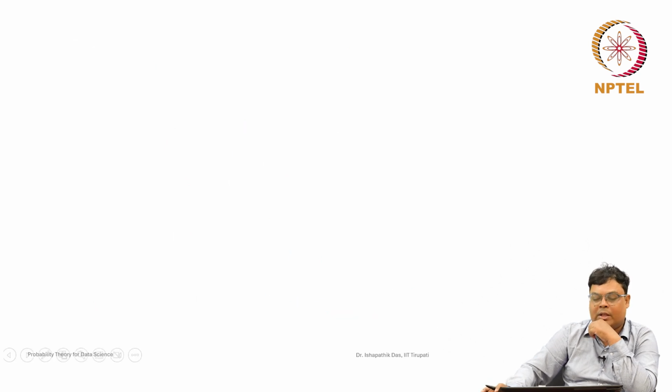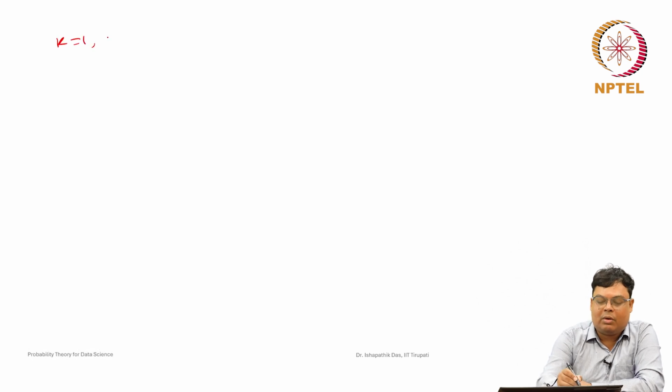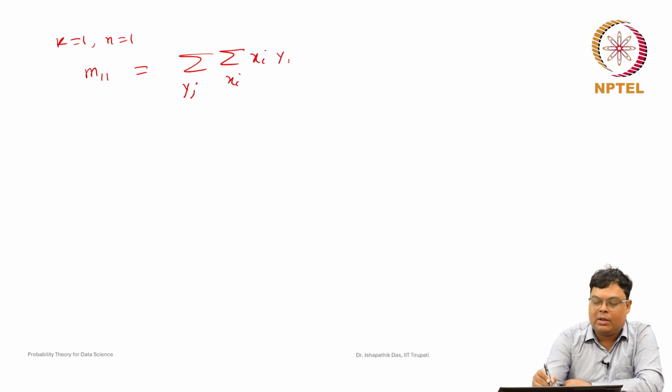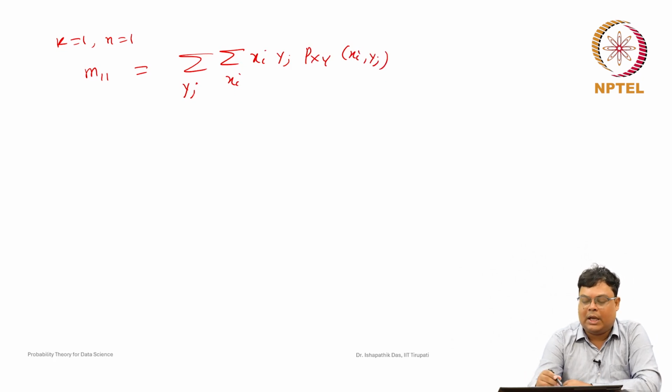Now, what about m 1 1? Whenever k is equal to 1, n is equal to 1, we will get m 1 1. By definition, this is the summation over x i y j of x i to the power 1, y j to the power 1, p x y of x i y j. We may not have any simplified form here, because it is particularly for bivariate cases only. For univariate cases this measure does not exist, but this measure gives some kind of measure of association between x i and y j, like how x and y are changing with respect to their values. We will discuss this after some time, because now we will discuss the similar concept for continuous random variables.